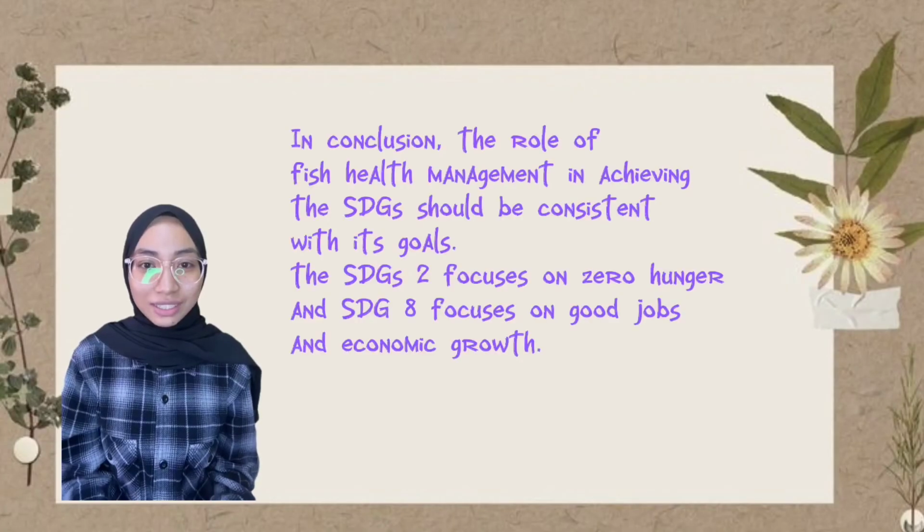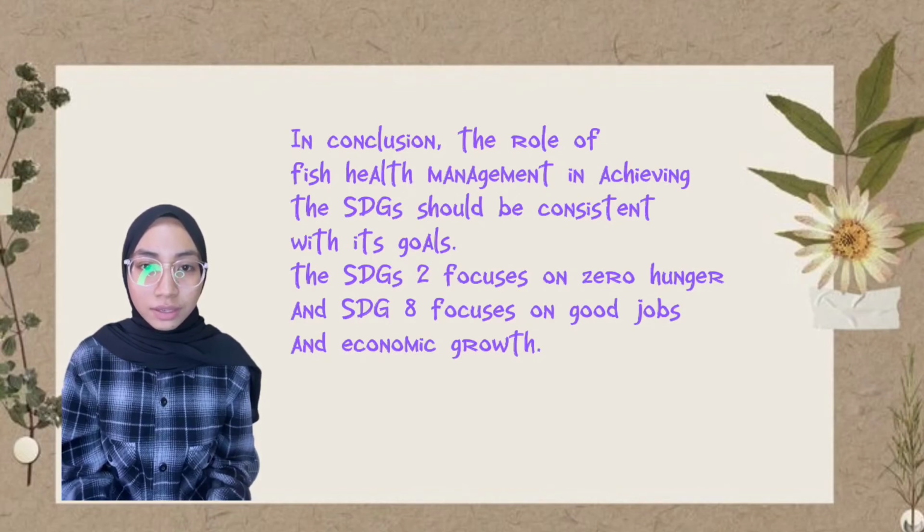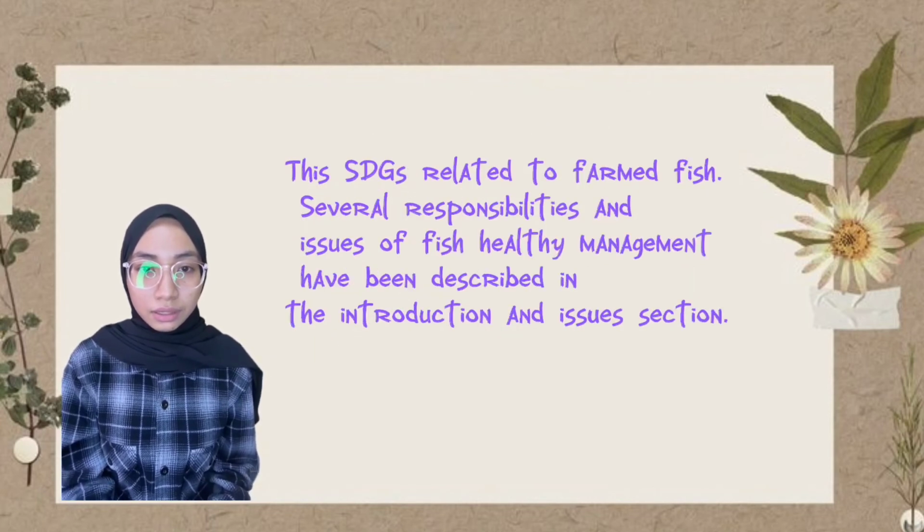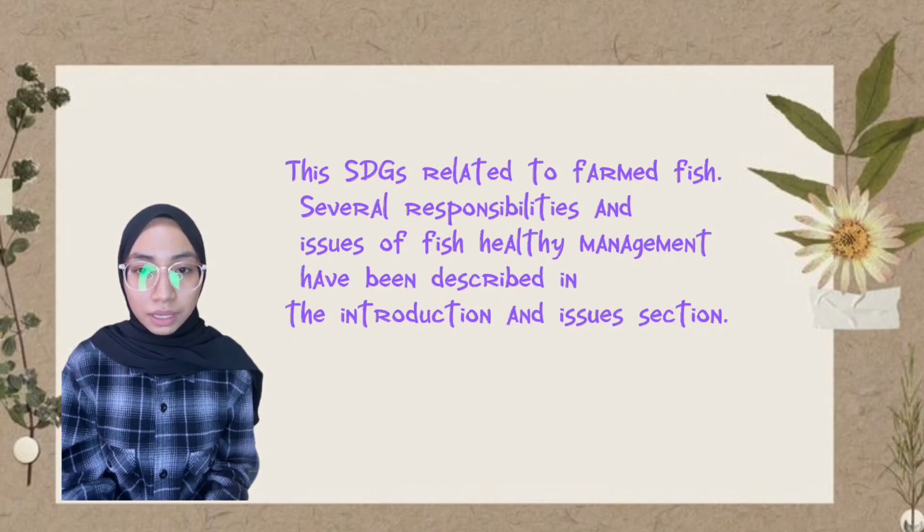In conclusion, the role of fish health management in achieving the SDGs should be consistent with its goals. SDG 2 focuses on zero hunger and SDG 8 focuses on good jobs and economic growth. These SDGs are related to fish farming. Several responsibilities and issues of fish health management have been described in the introduction and issue section.